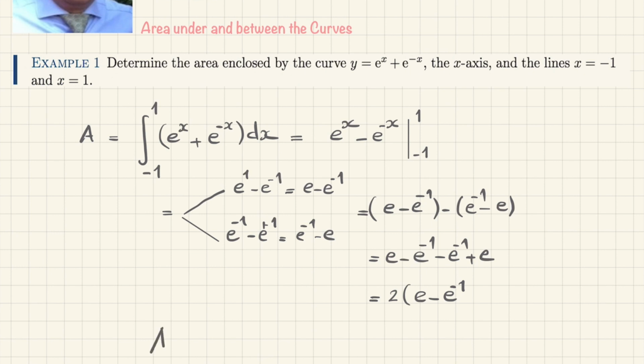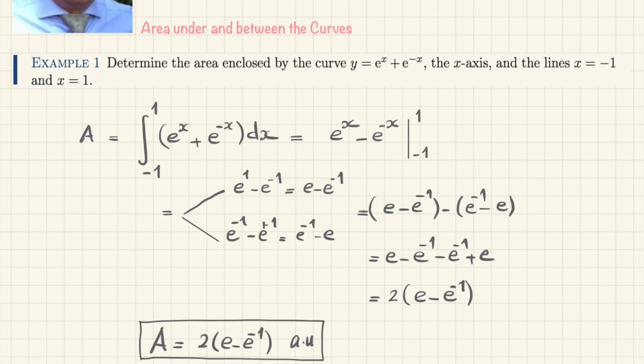And I always want you to keep the exact value. You are not allowed to give approximate values unless it is demanded in the problem. It's better to write the units. Okay, so this is the exact value that we get, 2 times e minus e to the power -1.